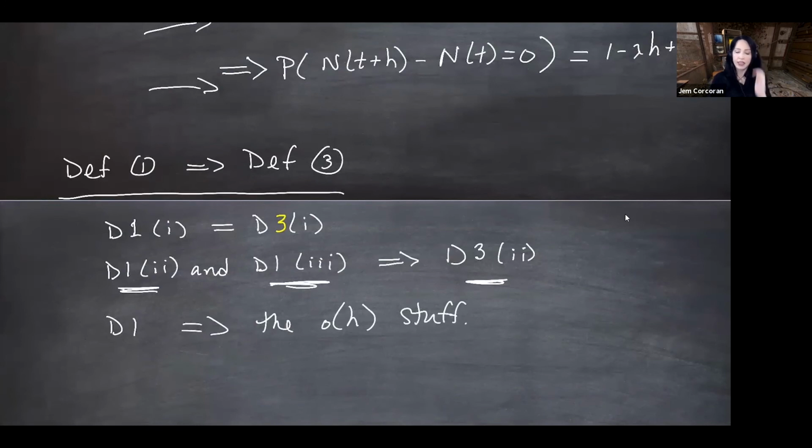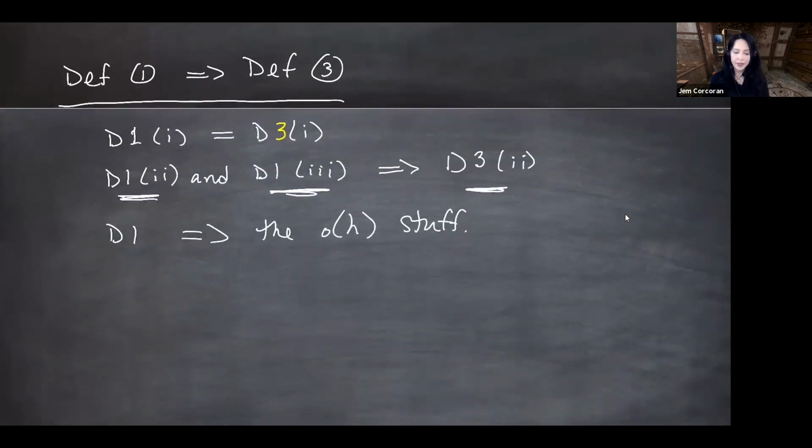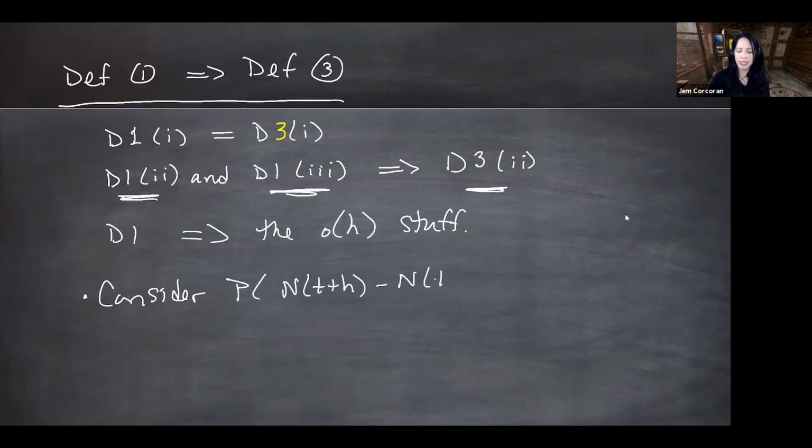As I was saying, this is the easy direction. Let's show it. Let's consider the probability that N(t+h) minus N(t) is 1. And I want to show that I get the little o stuff from the Poisson stuff. So I'm assuming definition 1 holds, all of this. Assume definition 1 holds.